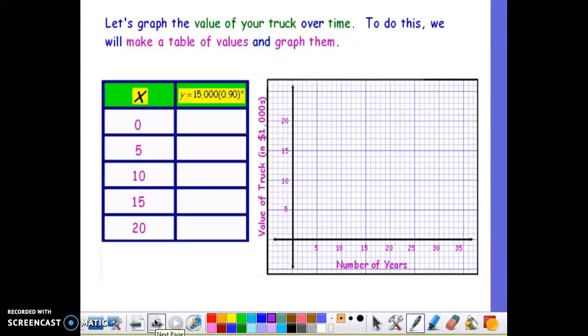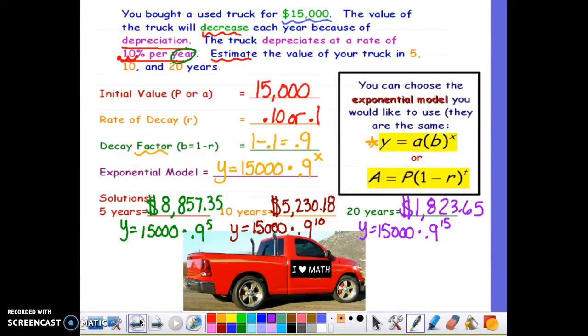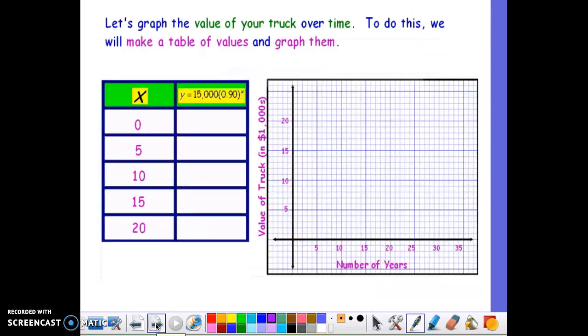So we've already found some of these values already. If we think back, we found what the value is going to be after 5, 10, and 20. So I'm going to fill those values in. For 5, we had $8,857.35. For 10, we had $5,230.18. And for 20, we had $1,823.65.